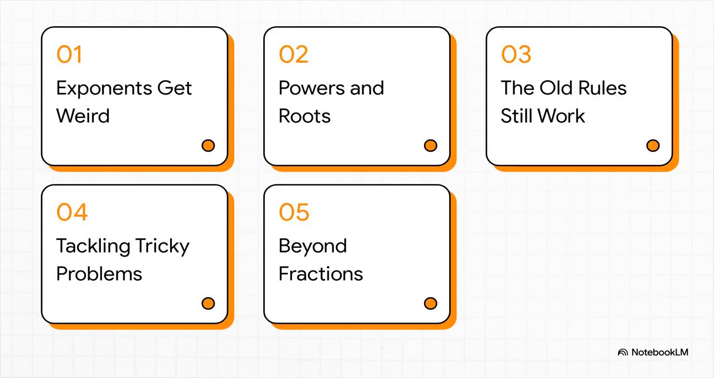So, here's our game plan for this explainer. First, we'll quickly touch on why the old way of thinking gets weird. Then, we'll decode what those fractions really mean, and this is the big aha moment. After that, we'll prove that your old exponent rules still work, use them to solve some trickier problems, and finally take a quick peek at where all this is heading.